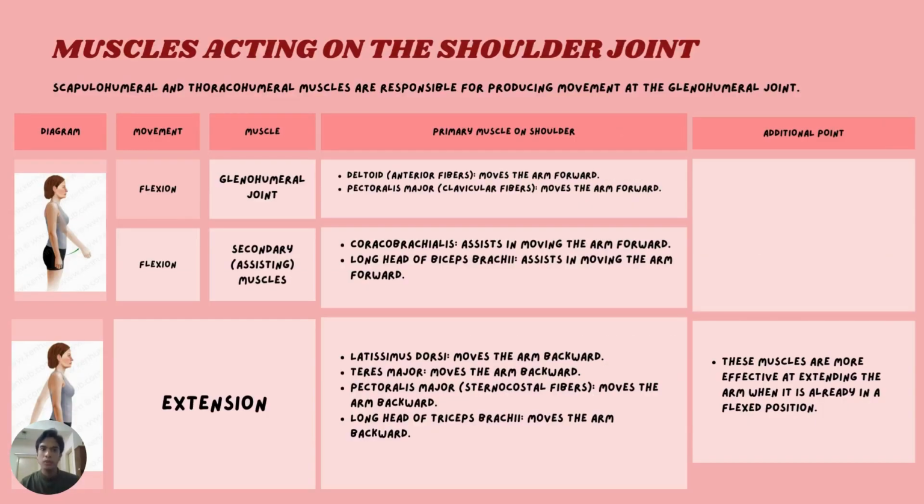Next, we go through the slide on how muscles act on the shoulder joint. So the scapulohumeral and thoracohumeral muscles are responsible for producing movement at the glenohumeral joint. The first diagram shows the flexion movement, like this, moving forward from the neutral position.